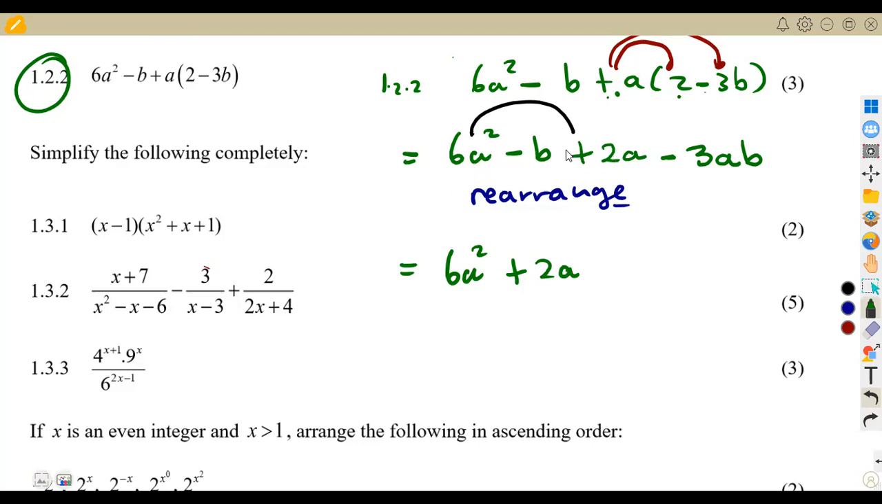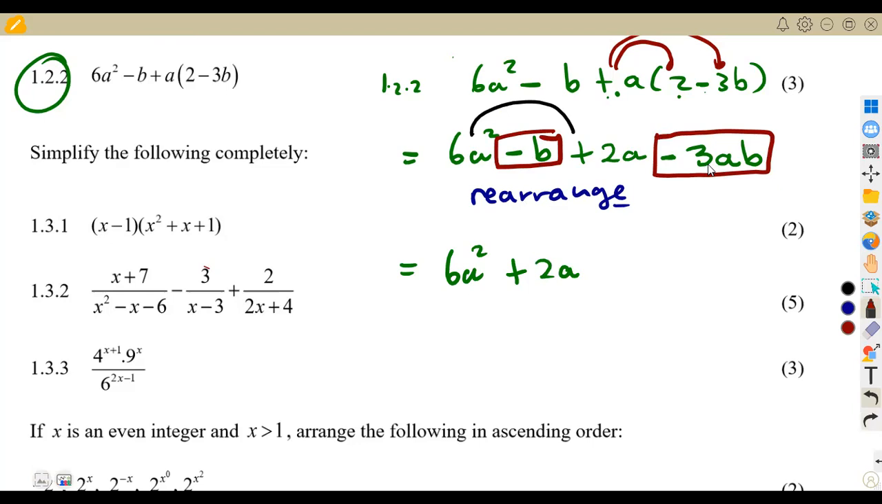I'm not transposing to the other side of the equation, where the term has to change sign. No, I'm just rearranging our terms so they remain with the sign as they had before. You do the same thing on the negative b. It remains on this side with negative 3ab.